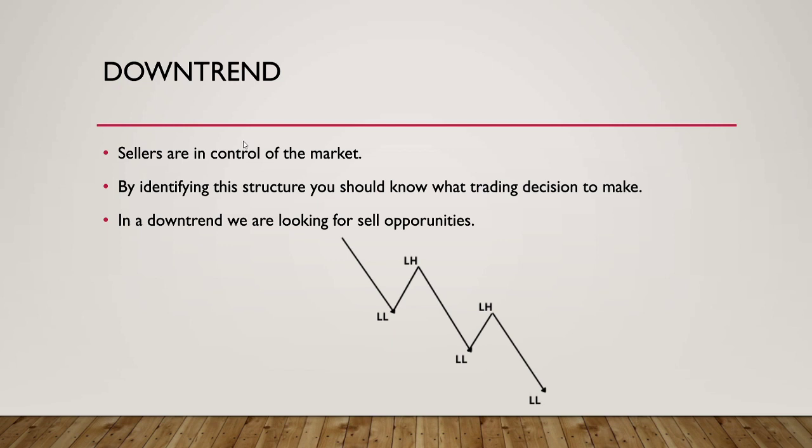And then we have the downtrend. The downtrend is everything opposite of the uptrend. It makes a lower low and lower high. So the sellers are in control, and we are looking for sell opportunities at the lower highs, right?